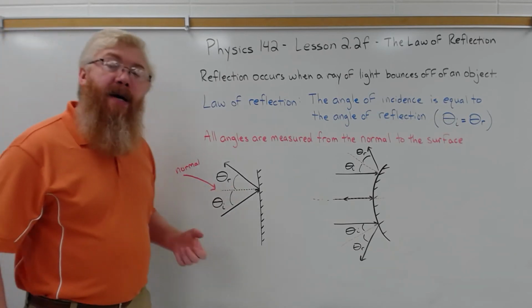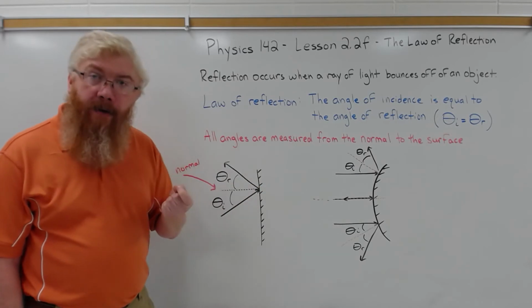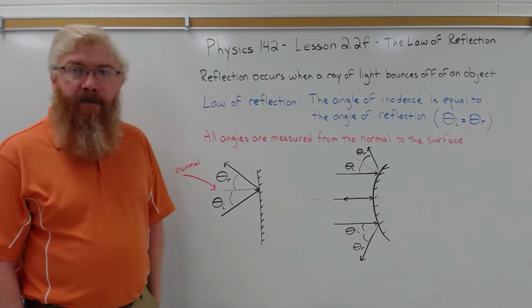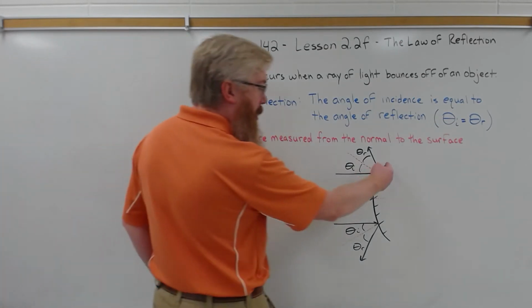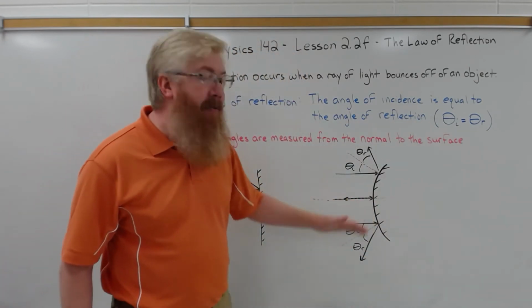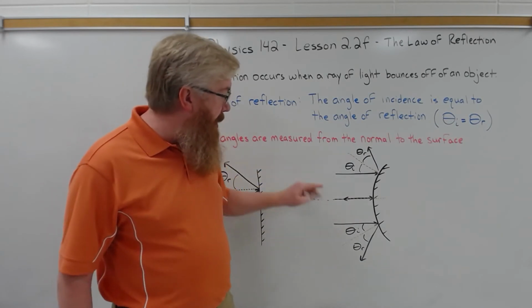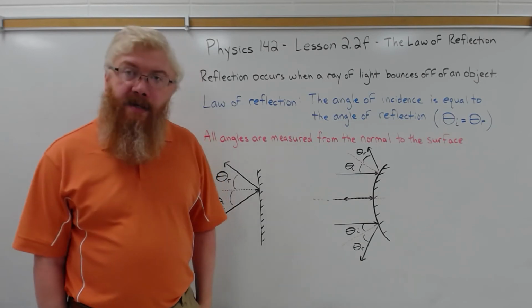So we have to figure out what the normal is as measured from that position, and then measure our angle of incidence and angle of reflection. So what if our mirror surface isn't straight? Here I have a curved mirror, and I have three rays coming in that are parallel. Here's a horizontal ray coming in, here's a horizontal ray coming in, and here's a horizontal ray coming in. What happens to those three rays?